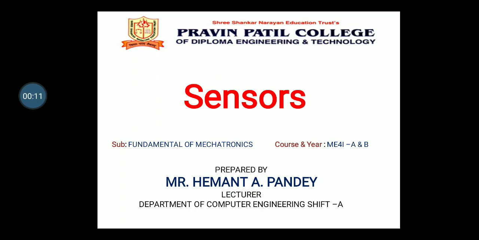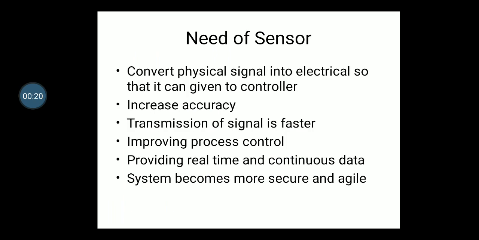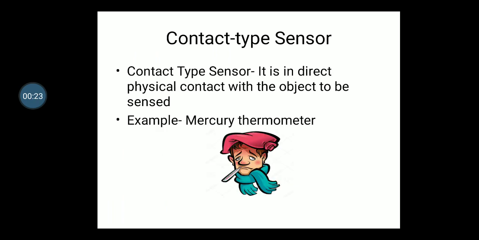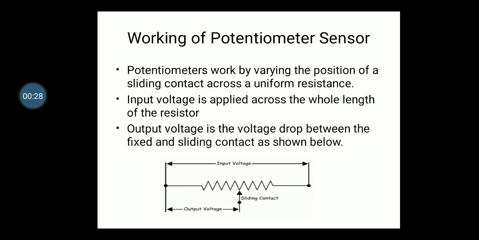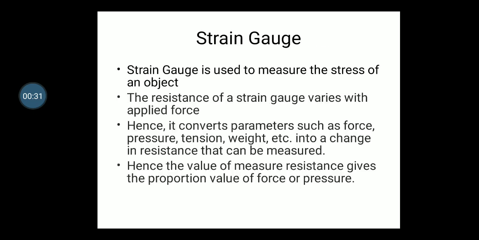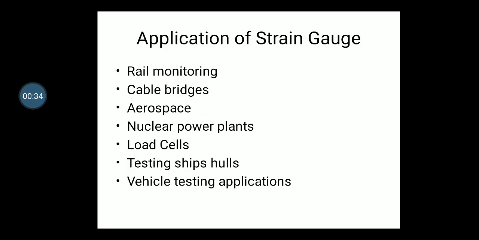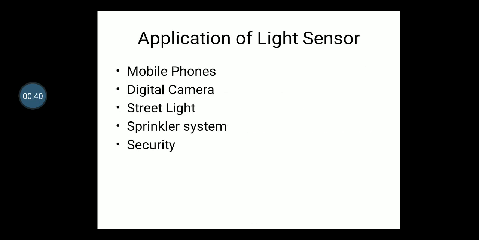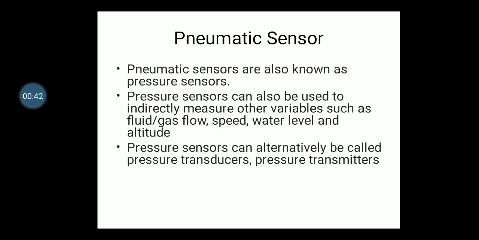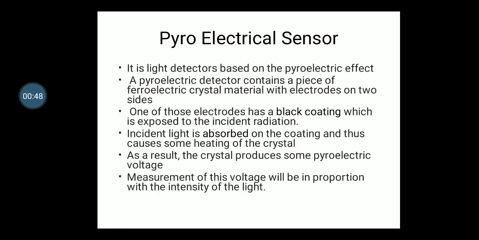So let's continue the topic sensor. We have seen the first two video lectures of this chapter, right? I am showing these slides one by one: contact type, non-contact type, types of sensor, then potentiometer sensor, its working and application, the strain gauge application, proximity sensor and its applications, then light sensor, its application, and pneumatic sensor. We have seen all these things in the previous lecture. Then we have seen the pyroelectric sensor, right? That was the last topic.